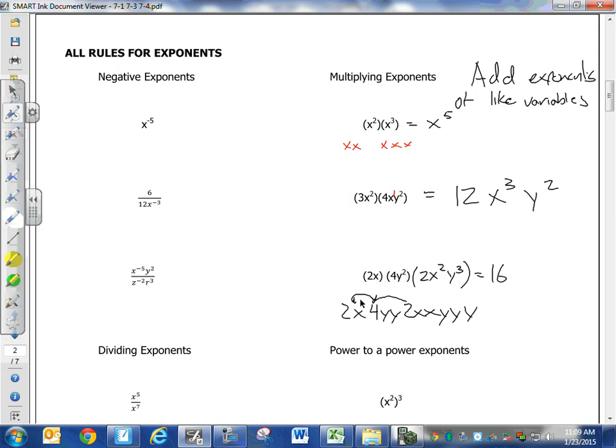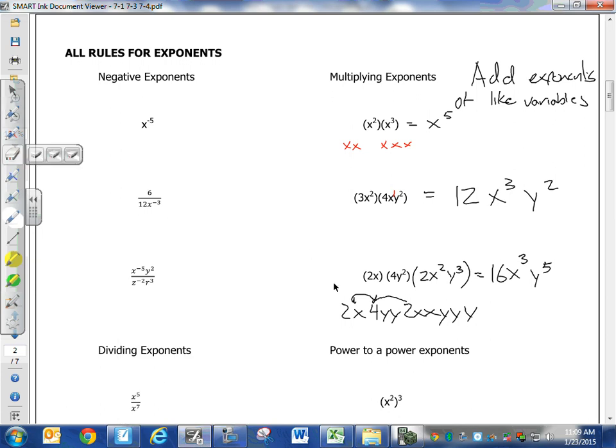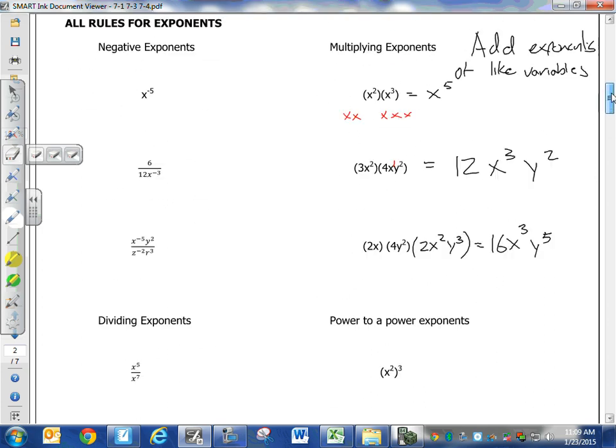I have x, x, x, that is 3 x's being multiplied together. I have y, y, y, y, y, that's 5 y's being multiplied together. Like I said, Mr. Cross, this is a doozy. Let's practice. Questions?